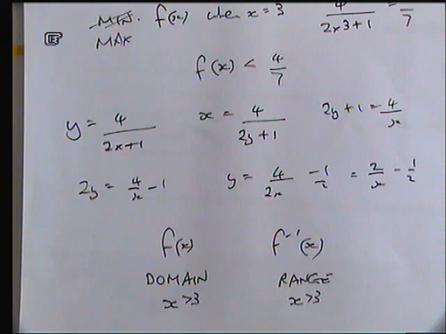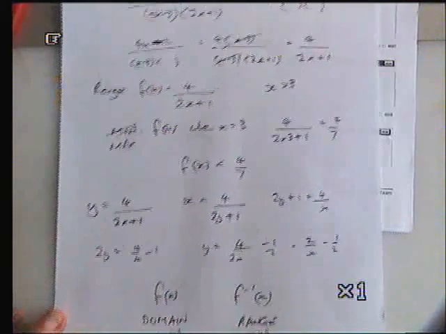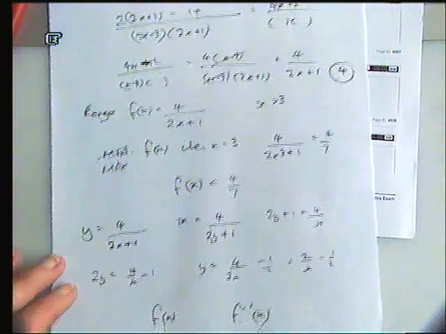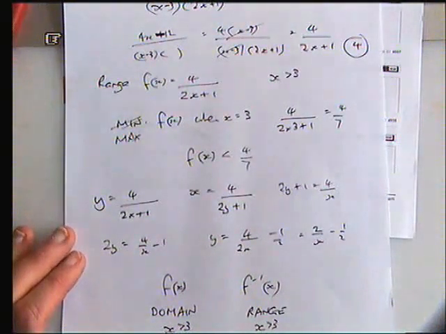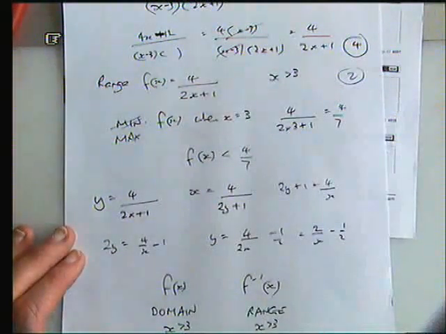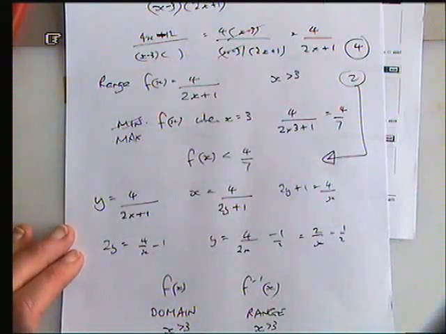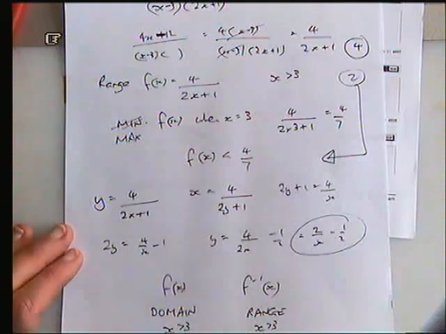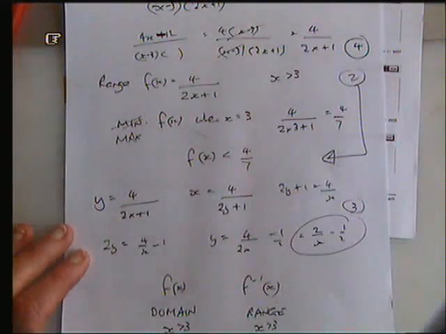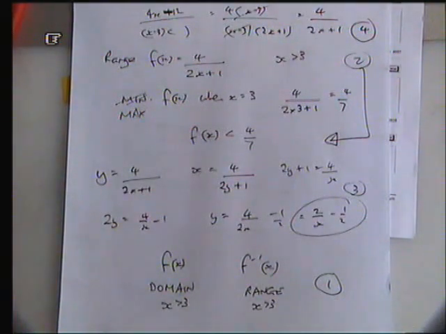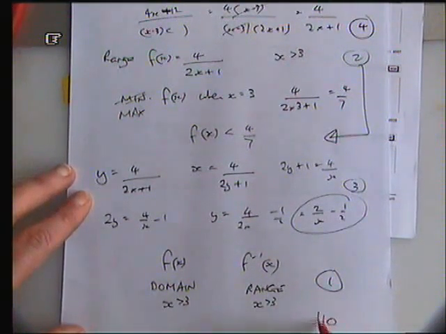So if we just go through and mark that very quickly. Part A, getting the algebra done for here, that was worth 4 marks. The range here is worth 2 marks. So that was that answer there. Getting this thing down here was worth 3 marks. And then there's another mark down here, which should make 10 for that question.